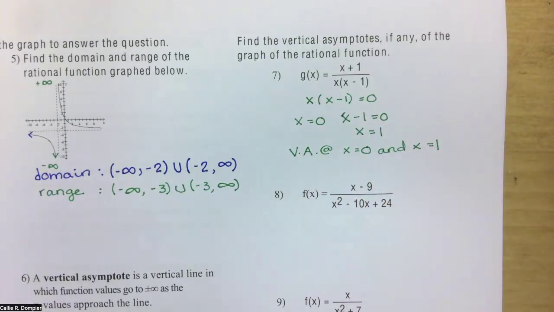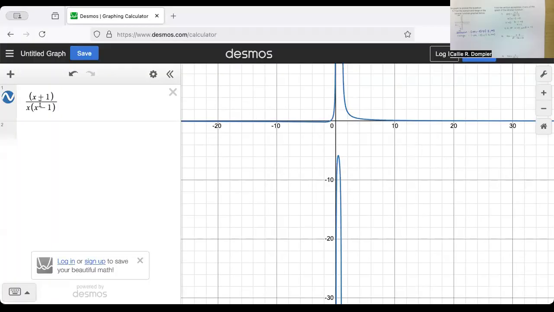Let me graph this for you. All right, I'm going to share my screen to show you Desmos. Here is (x plus 1) divided by x times (x minus 1). This is what the graph looks like. I zoomed out just to show you that there are 3 parts to it. And we said that there are vertical asymptotes at x equals 0 and x equals 1. I'm going to go ahead and zoom in now.